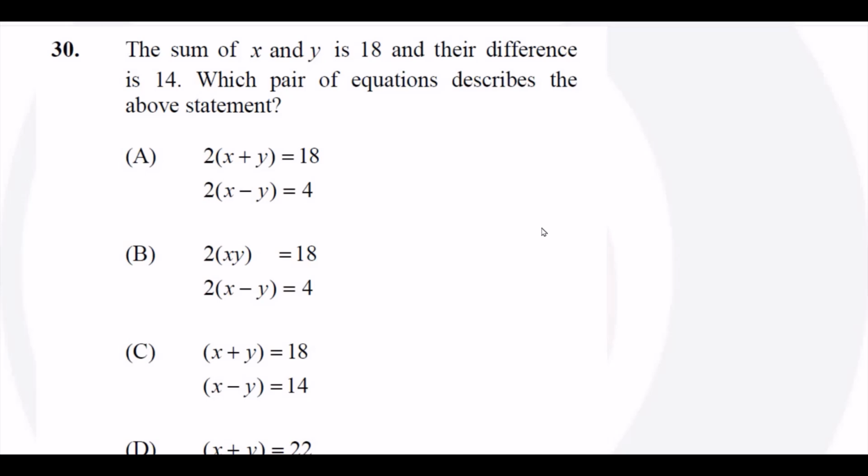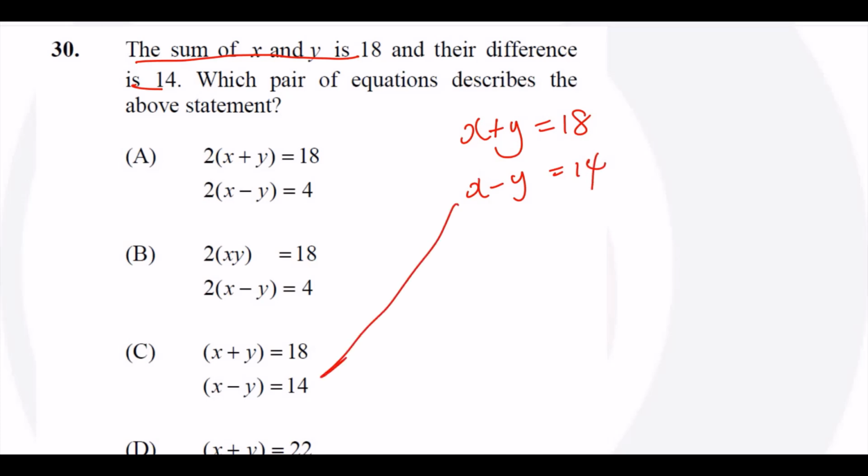Question 30. The sum of x and y is 18 and their difference is 14. Which pair of equations describes the statement above? The sum of x and y, so that's x + y, is equal to 18. Their difference, which is x - y, is equal to 14. Which one matches? C. So our answer is going to be C.